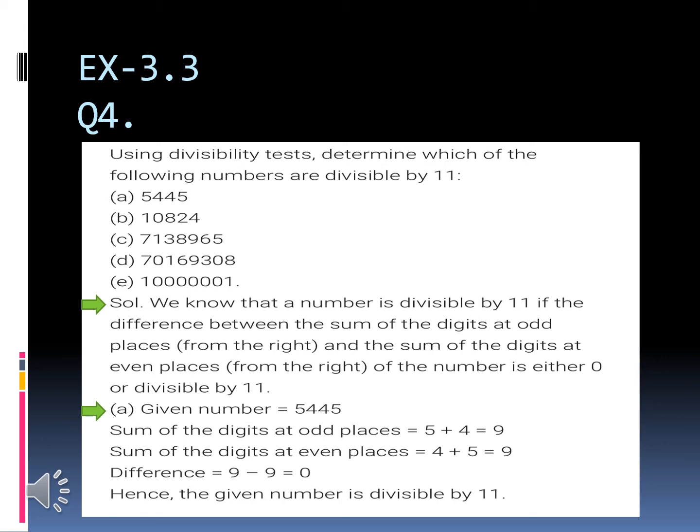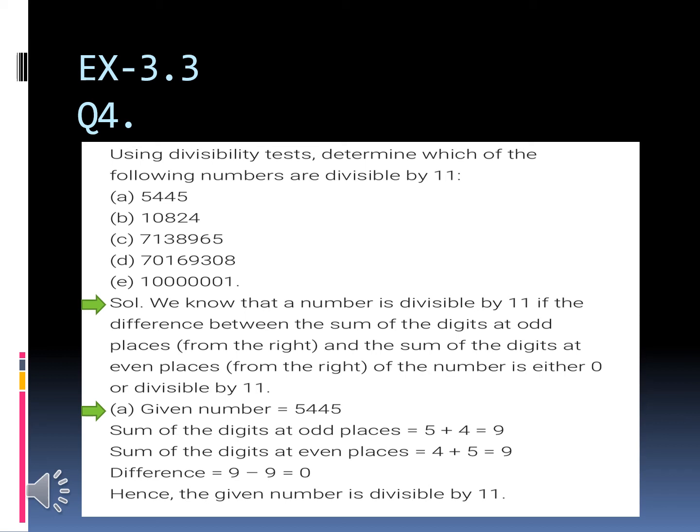So take the digits at the odd places in one group and take the digits at the even places in another group and then find out the difference. So let's start with A part. Starting from the right hand side, the digits at the odd places are 5 and 4, right? So first number is 5, then skip 4, then the third number is 4. From the right hand side I'm talking. So 5 plus 4 is equal to 9. Now the sum of the digits at the even places is 4 plus 5 is equal to 9.